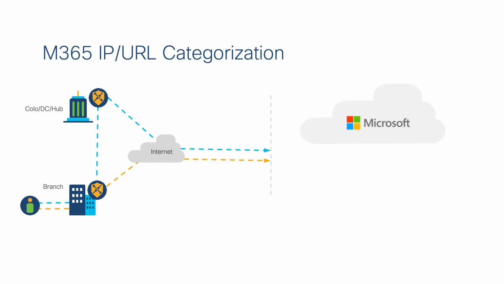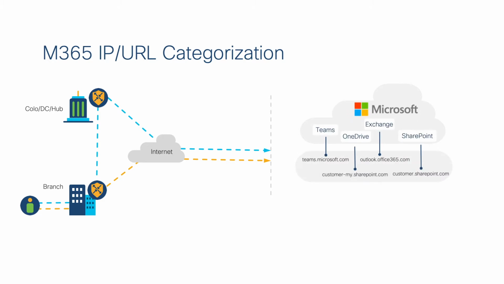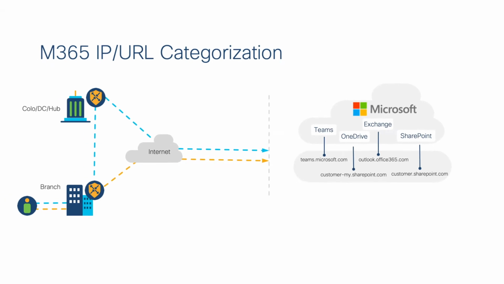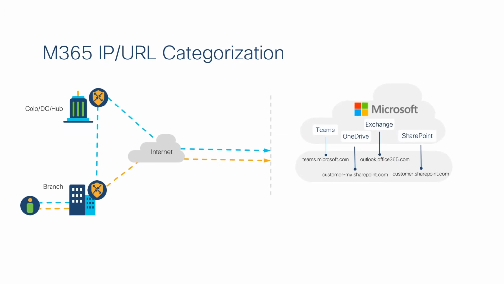Microsoft, like other SaaS vendors, offers a suite of apps like Exchange, Teams, and OneDrive. Each of the endpoints associated with these applications have their own tolerance level for loss, latency, and jitter, as well as different requirements for security and monitoring based on different levels of trust.